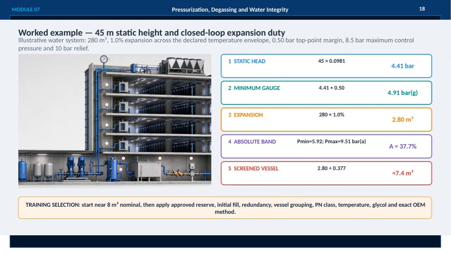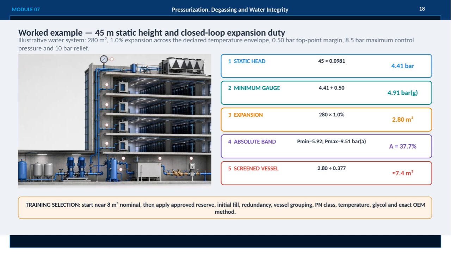Here we have a worked example focusing on a water system with a static height of 45 meters and a closed-loop expansion duty. The system volume is 280 cubic meters, with a 1% expansion across the temperature range, a 0.50 bar top point margin, an 8.5 bar maximum control pressure, and a 10 bar relief setting. First, we calculate the static head by multiplying the height by the pressure factor, which gives us 4.41 bar. Adding the top point margin of 0.50 bar results in a minimum gauge pressure of 4.91 bar.